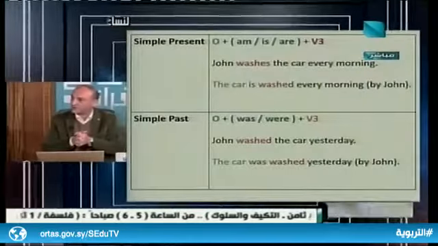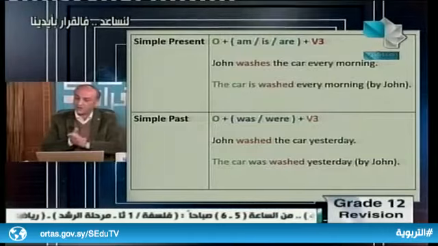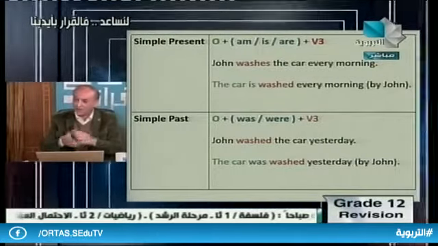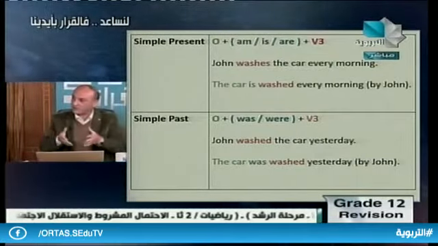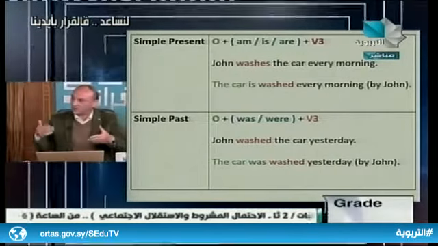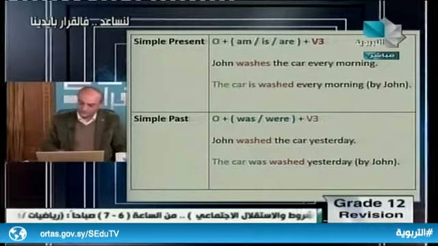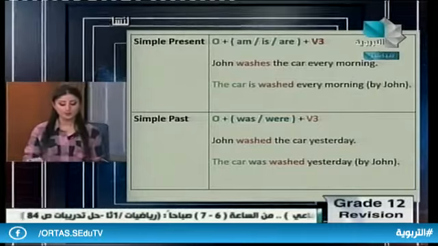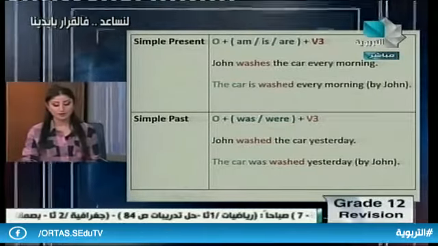Now, we have present tenses, simple tenses, I mean. We have continuous tenses, we have perfect tenses, and we have sometimes auxiliary verbs in the sentence. How to make all these cases passive? Let us start talking about the simple tenses, please. If we have simple present, we will change it into passive according to this case.